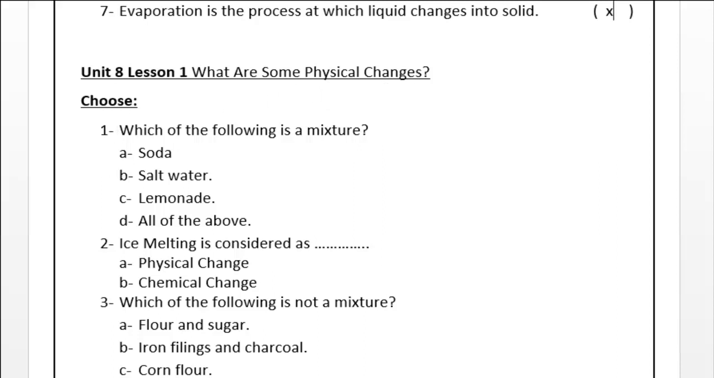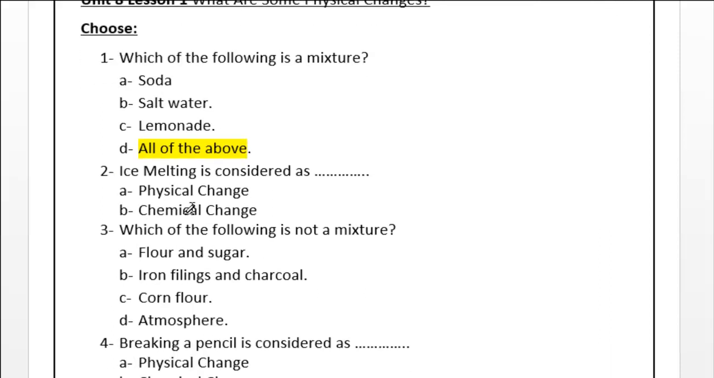Number 1, which of the following is a mixture? Here we have soda. Soda is a mixture. Salt water is a mixture. Lemonade is a mixture. So all of the above is the true answer. Ice melting is considered as physical change or chemical change? Physical change. Melting, evaporation, condensation, and freezing, this is all physical change.